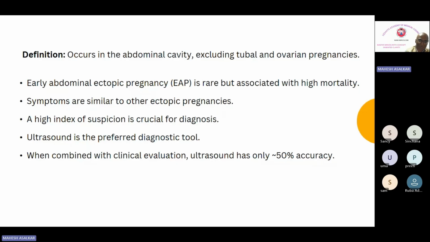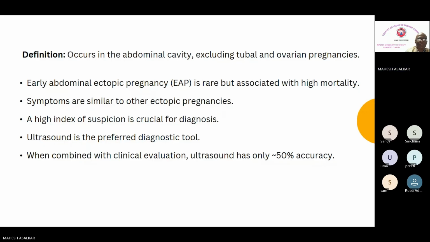Ultrasound is the preferred diagnostic tool, and even when combined with clinical evaluation, ultrasound accuracy is only 50%. Again, this is one of the ectopics where the beta hCG value may not be helpful. Another ectopic where beta hCG will not be much help is a heterotopic pregnancy. Even in interstitial pregnancy it may or may not help. These are a couple of things which may help you understand the scenario better, and the typical ultrasound findings are given to you.